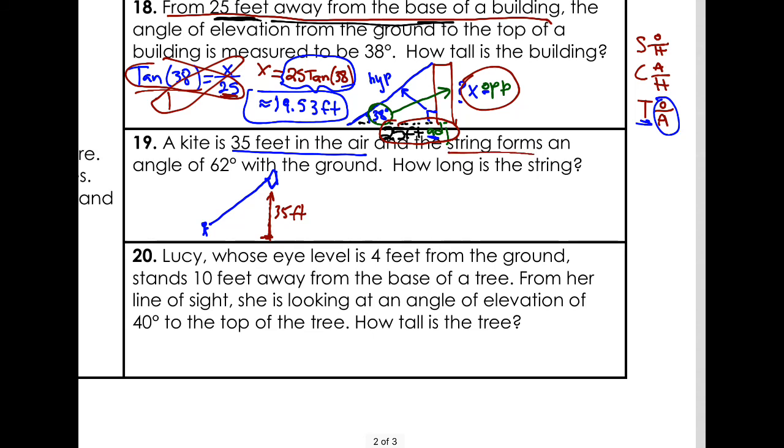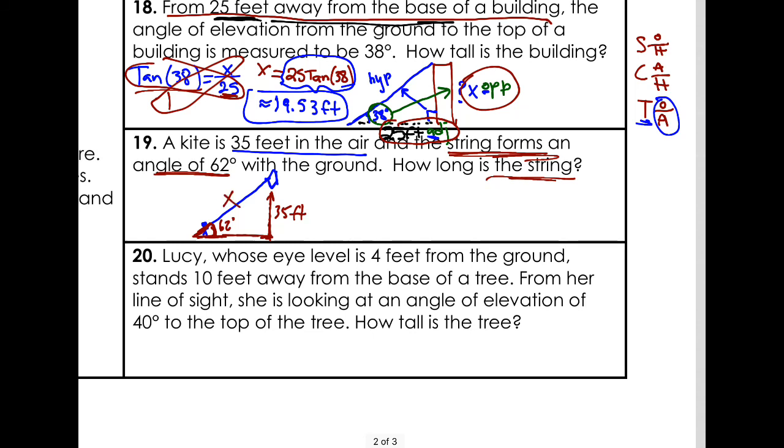Now, it does say the string forms an angle of 62 degrees with the ground. So let's extend the string out a little bit. The angle it makes with the ground would be here. They're saying that's 62 degrees. And then how long is the string? So in blue here, where this little person was holding it, the string is our x.